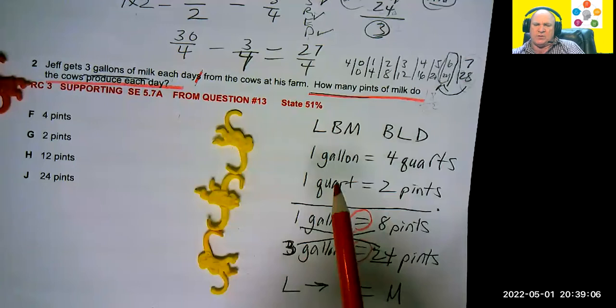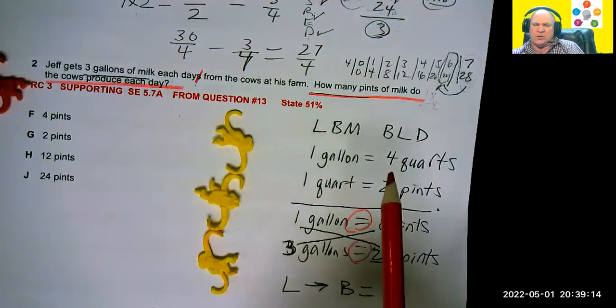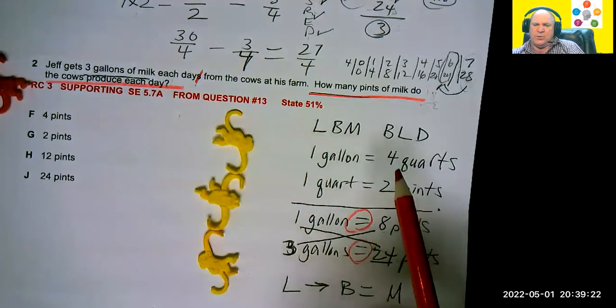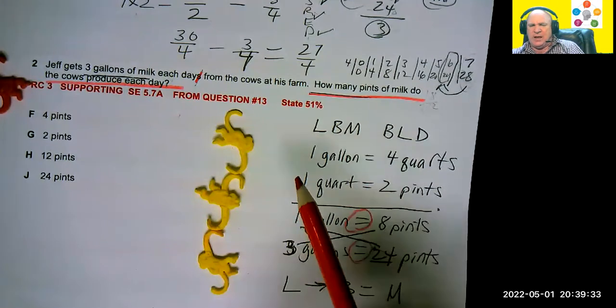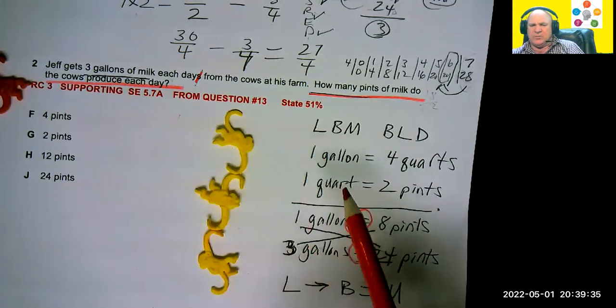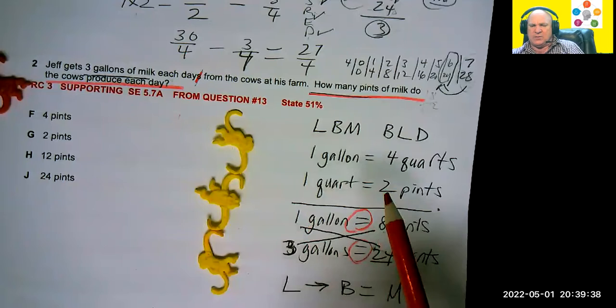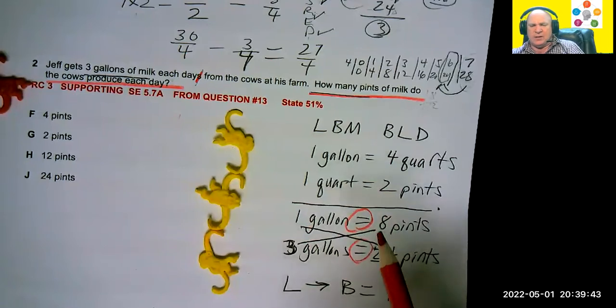For every quart, it's equal to 2 pints. So since 1 gallon is equal to 4 quarts, and every single one of those quarts is equal to 2 pints, all your kids have to do is take their portal through the multiplication and say, well, I've got to go 1 times 8 to find out how many pints are in 1 gallon.